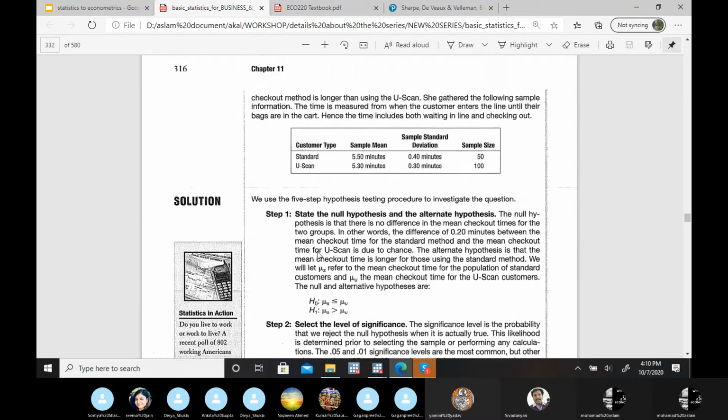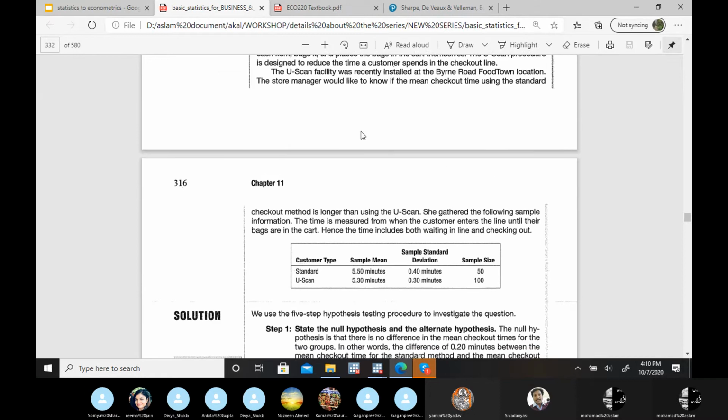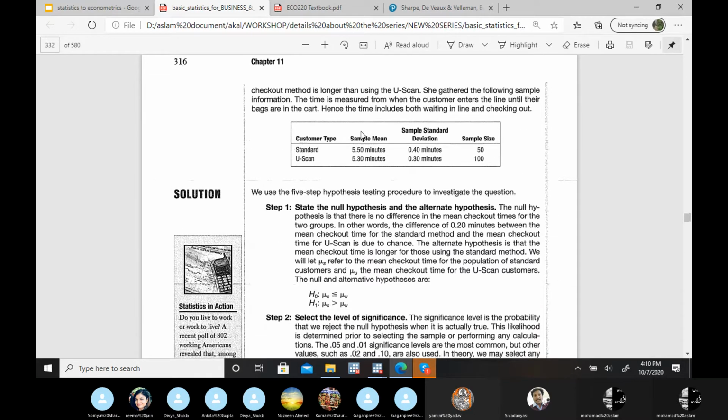Now, assumptions you have to cross check. The two samples must be unrelated, that is, independent. Samples must be large enough that the distribution of sample means follows the normal distribution. The usual practice is to require that both samples have at least 30 observations. This is the first case where we can apply the Z-test. So let's do this with the Z-test.